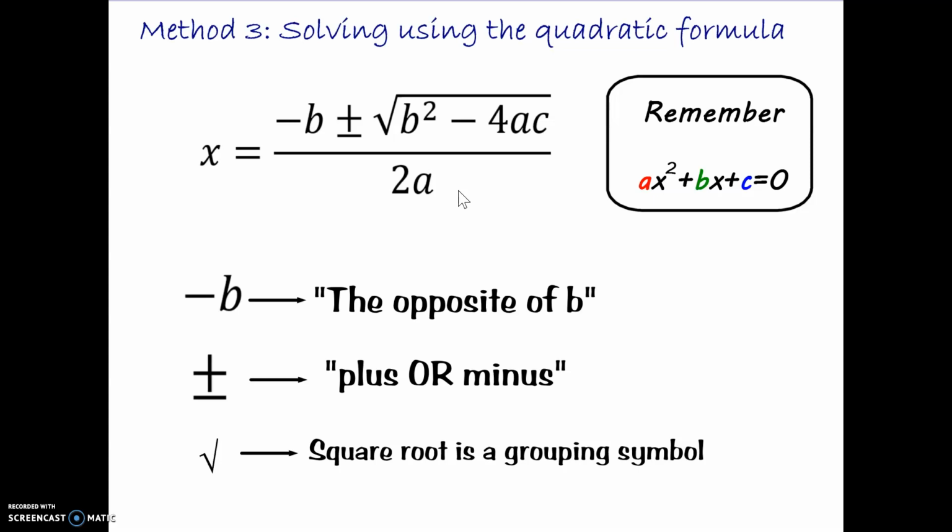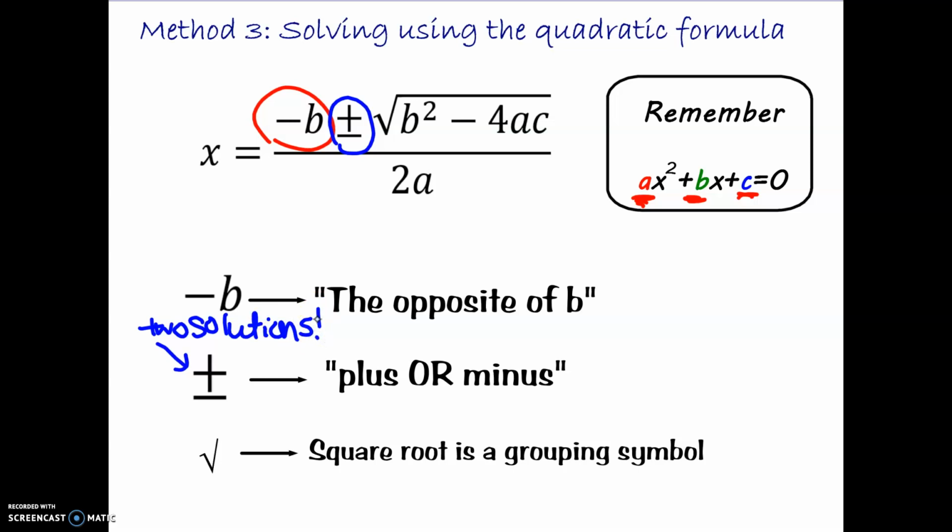There are a couple of things I want to point out when using this formula. The first thing is this -b; we want to read it as the opposite of b. So whatever our b value is, we're going to switch it to its opposite here. And remember, your a, b, and c values come from your equation. The next thing I want to point out is this plus or minus. This is where we're going to get our two solutions from.